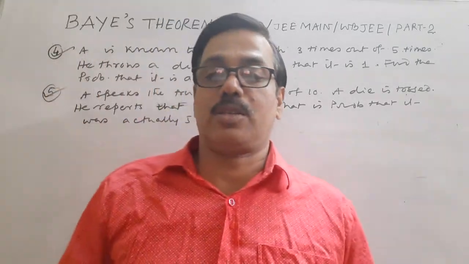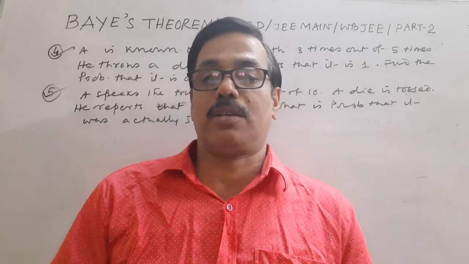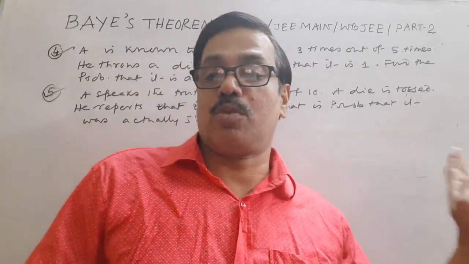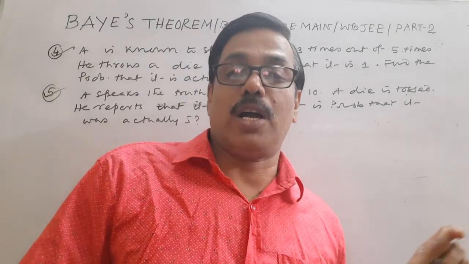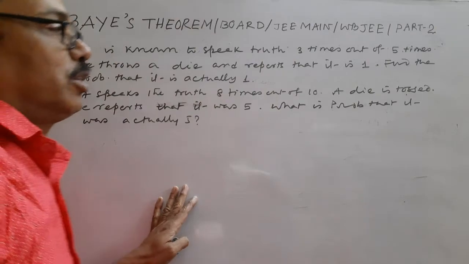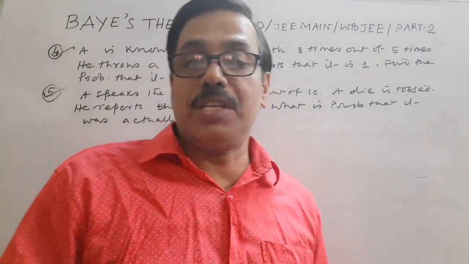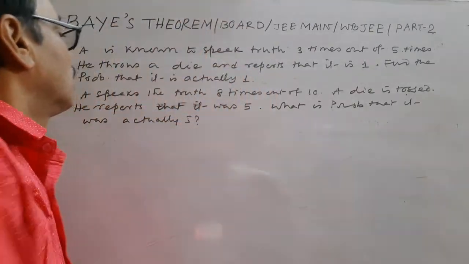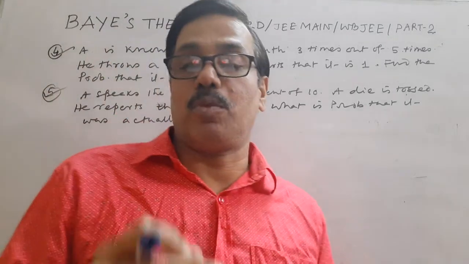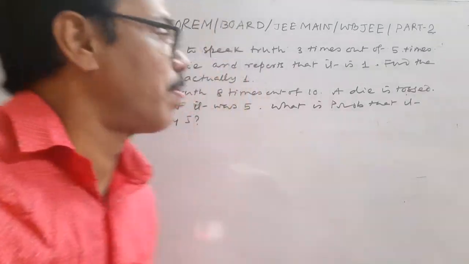So a die is thrown and he reports 1. But he does not speak truth always, so the reporting is not always true. So what is the probability that it is actually 1? What is the probability that the report is correct?